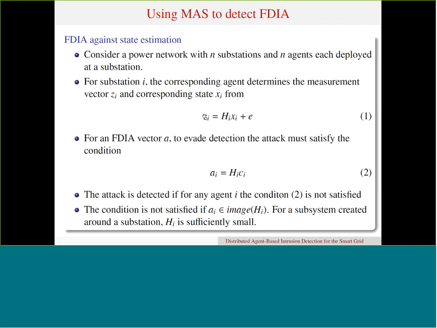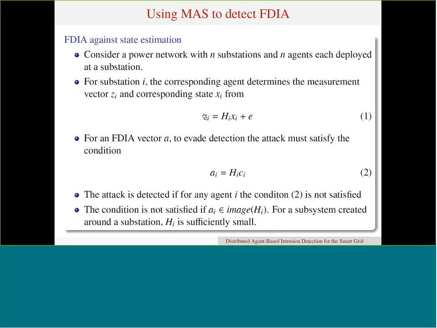So attacks that may evade detection at the control center satisfy equation two. It says that the attack is within the image of the topology matrix. So what happens with distributing the power grid, or having agents running state estimation for small sections of the power grid, is that the H is too small, so it's not possible to have an image for H that will pass false data detection at one substation along with all other substations.